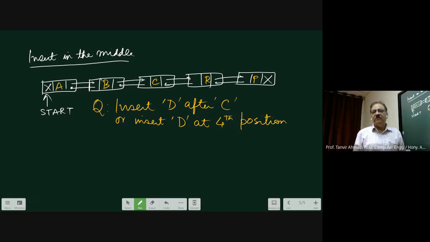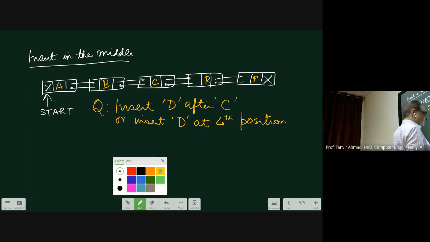Insert D at fourth position. Now this is the same question, except that what you have done previously just has to be changed. Now I will not write the complete algorithm, I will just write how to insert that. That means you have to bring one node from avail, let us call it new.